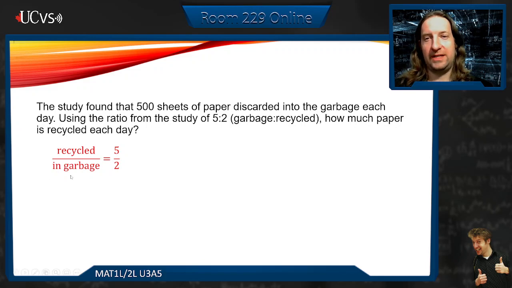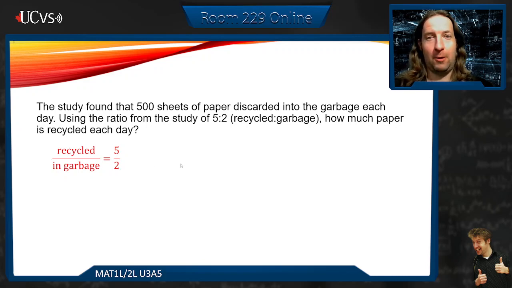And I'm just going to write down next to it, remember that the, one second. Sorry, I apologize. There was a typo here. So it was 5 to 2 recycled to garbage. So for every 5 pieces in the recycling, there were 2 in the garbage. Okay, so we can write that as 5 over 2. Okay, that's the ratio that we know.